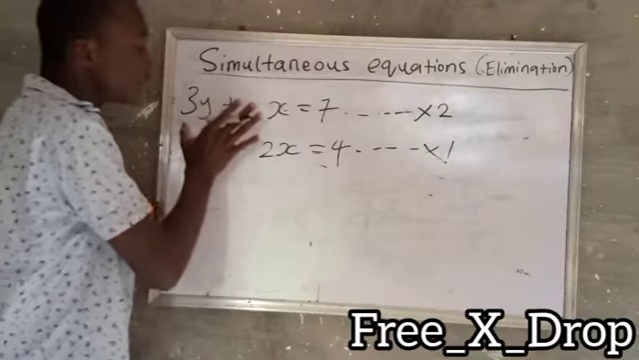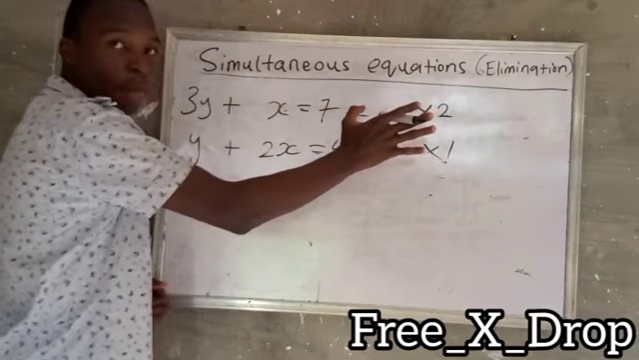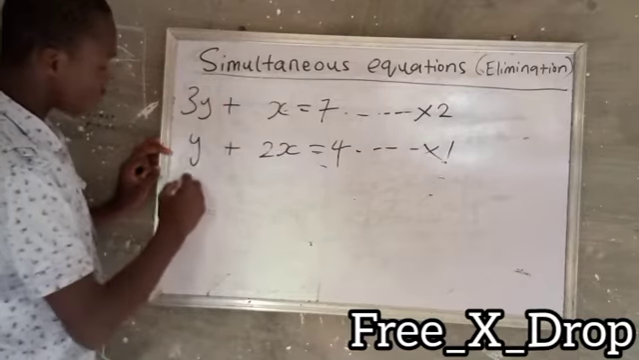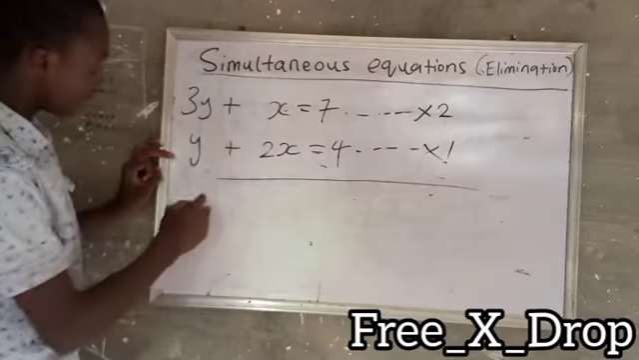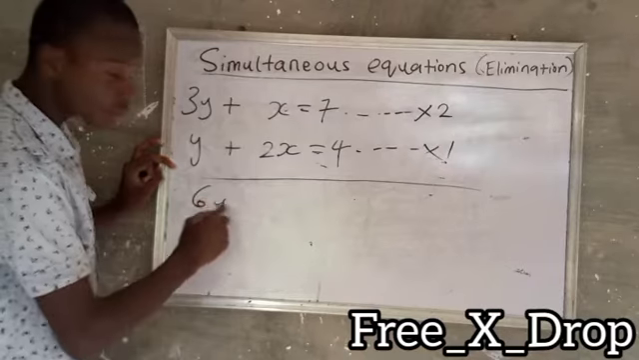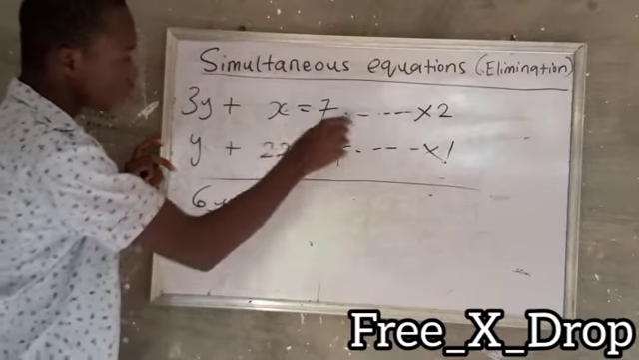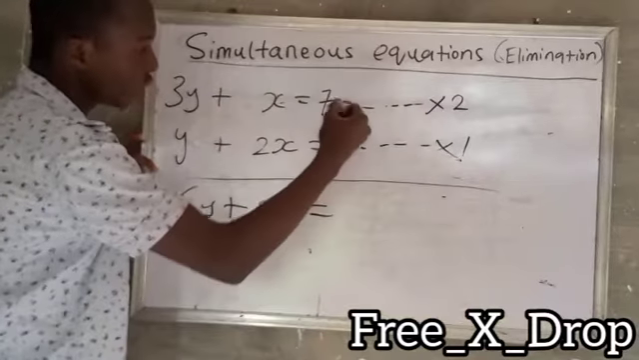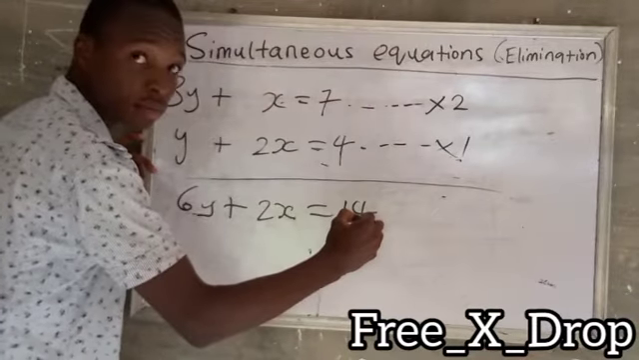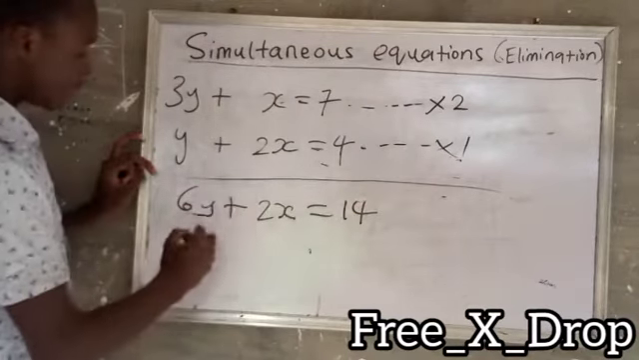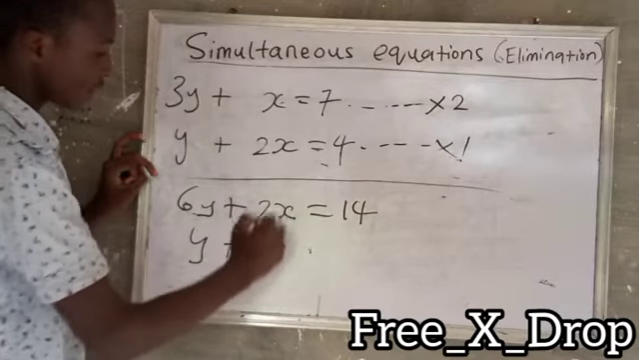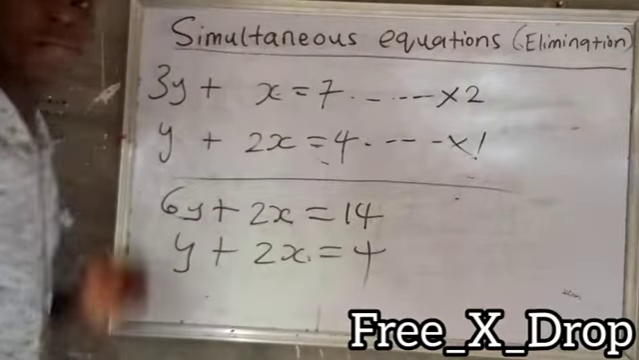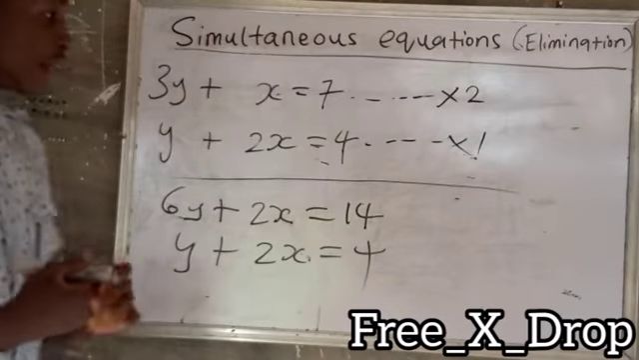Now, when we times this top equation by 2, we have our answer like this. 2 times 3y is what? 2 times 3y is 6y plus 2 times x is 2x equal to 2 times 7 is 14. 1 times this is the same thing. 1 times 4 is 4. Now, we have gotten here.